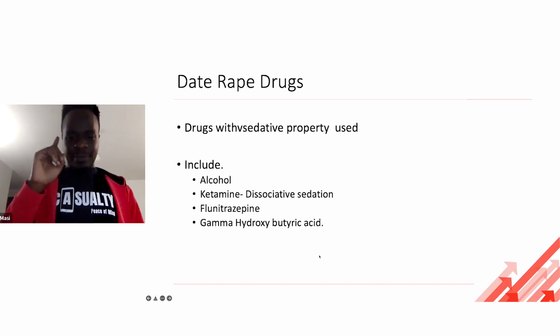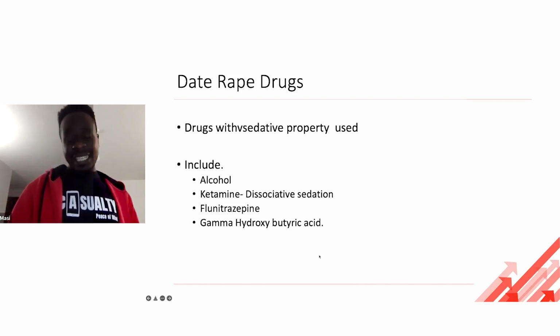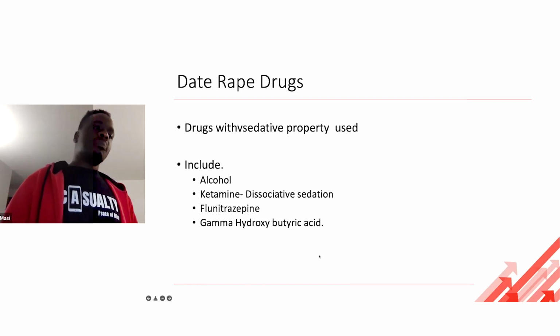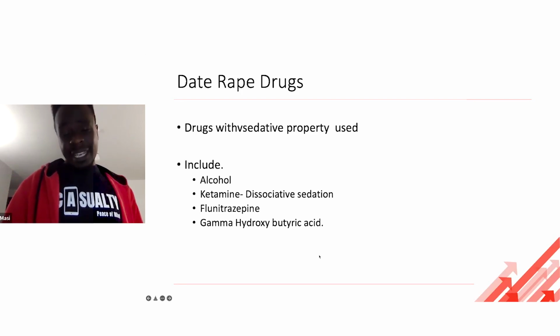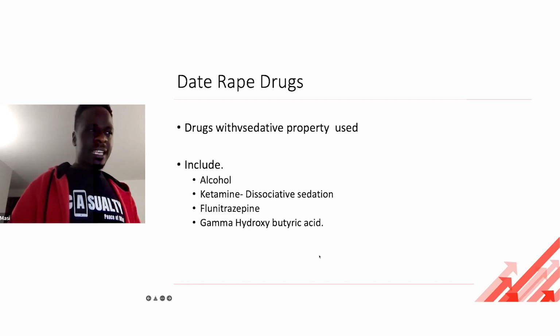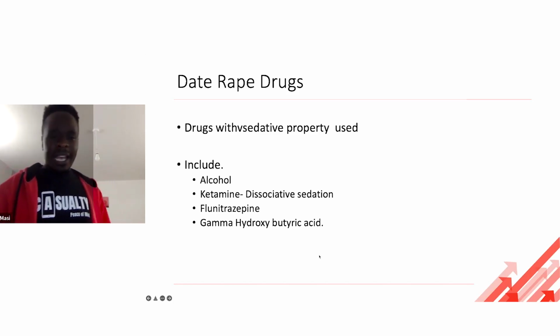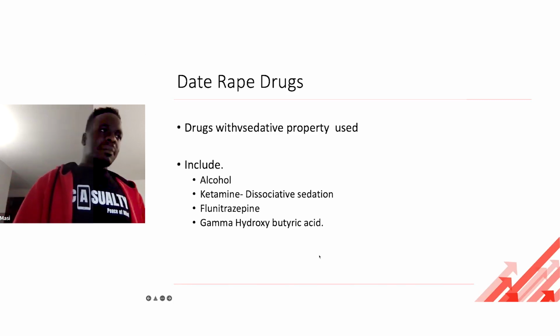So I want us to almost always put in our head that alcohol is one of the drugs that can be used as a date rape drug. But the other one is ketamine, which causes dissociative sedation, but it's very difficult to find. But the most common one is the last one, gamma hydroxybutyric acid.